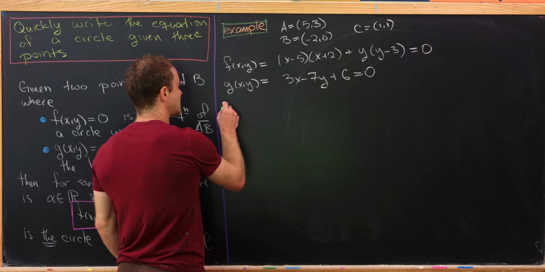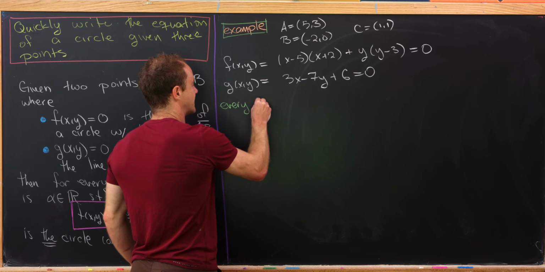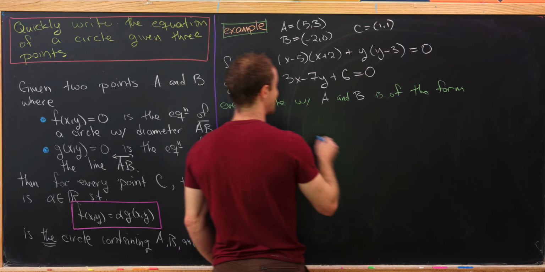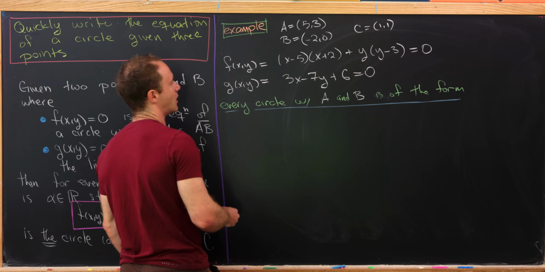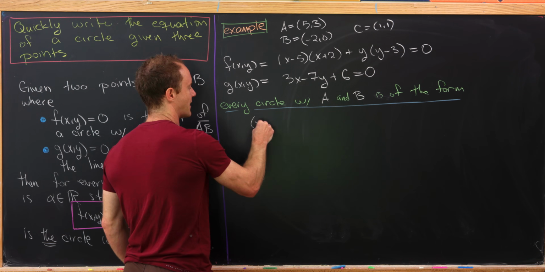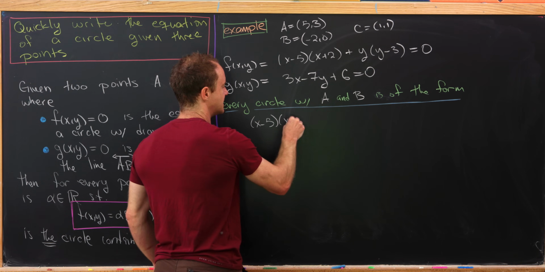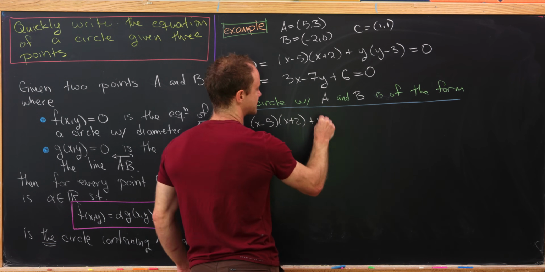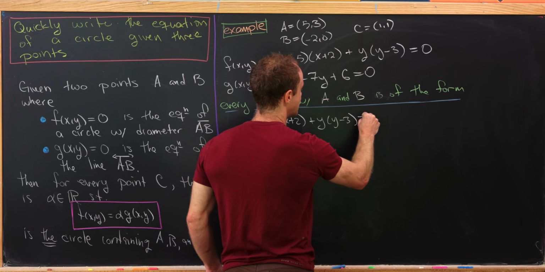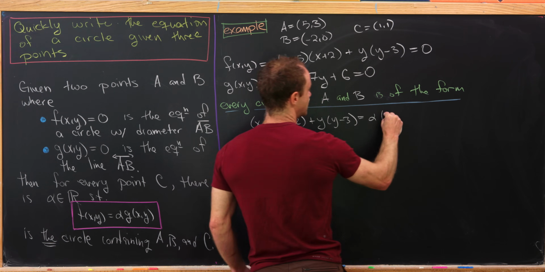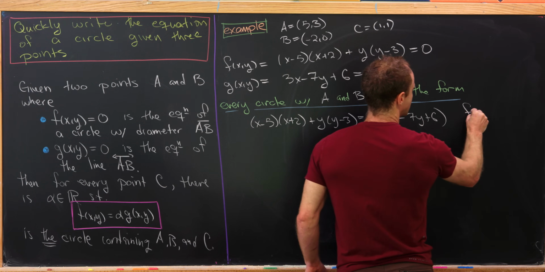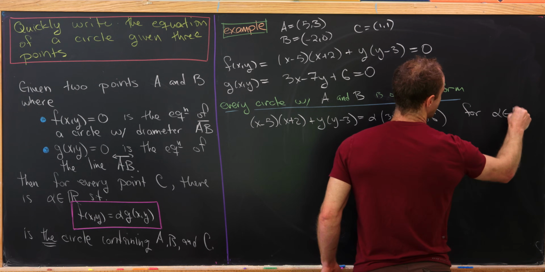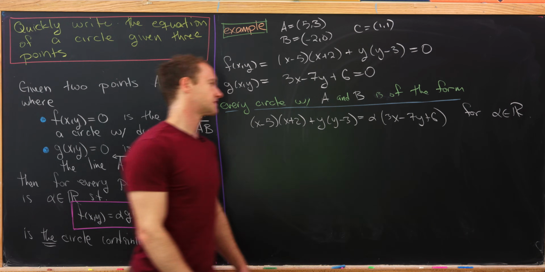Okay, so that means every circle containing A and B is of the following form, and that's really what all this is about. It's of the form (x - 5)(x + 2) + y(y - 3) = alpha times (3x - 7y + 6), for some alpha in the real numbers.